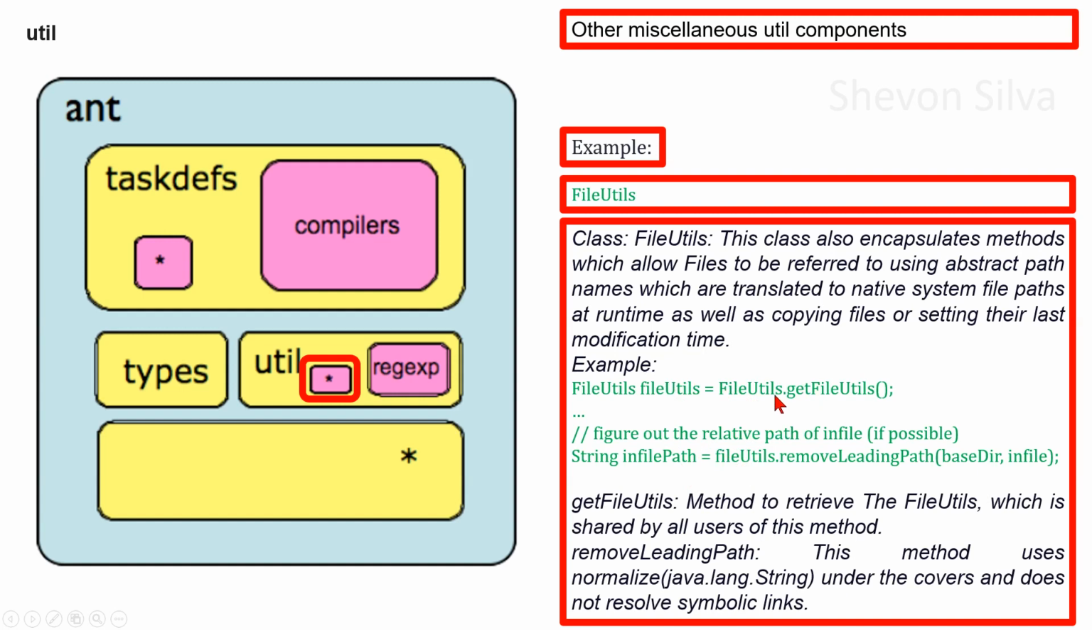Here you can see a getFileUtils method to retrieve the FileUtils, which is shared by all users of this method. Here, removeLeadingPath: this method uses normalize(java.lang.String) under the covers and does not resolve symbolic links. Here you can see a method to figure out the relative path of a path in a file if possible.